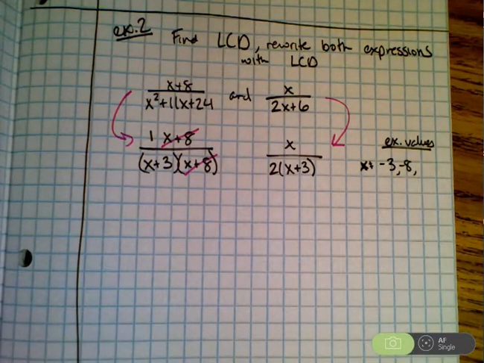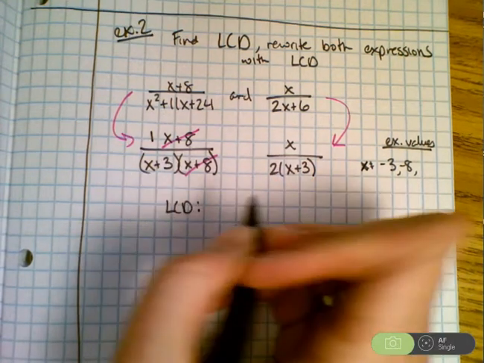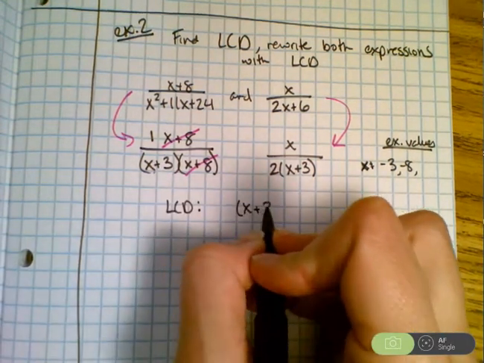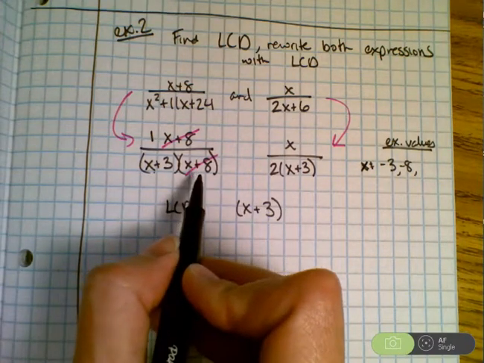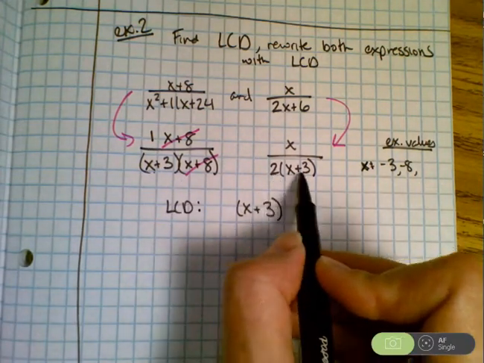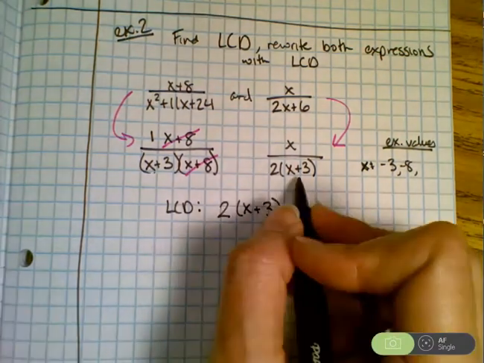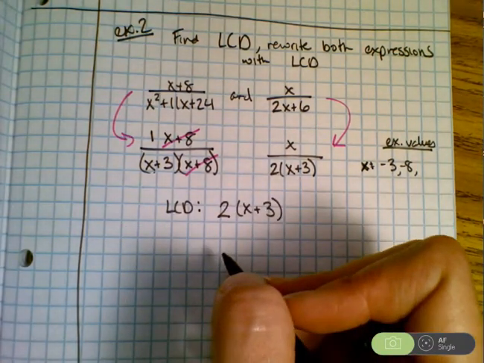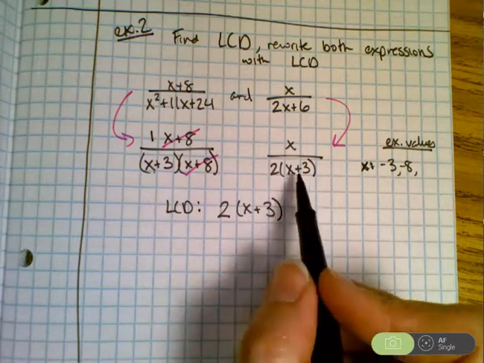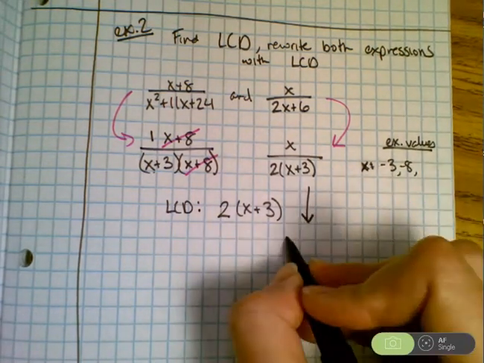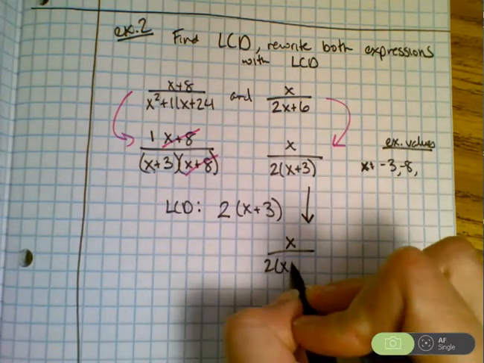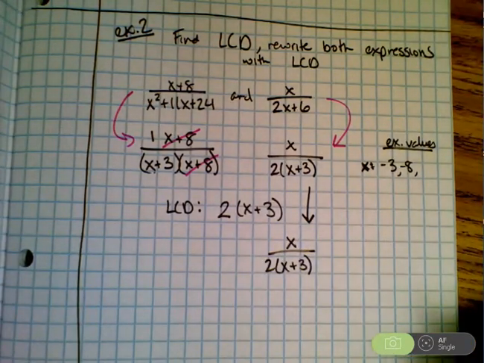That makes our life a little bit easier, because now that we look for the LCD, we have x plus 3 as one factor. That's all we have over here, because we got rid of the x plus 8. Woohoo! Over here, the only other one is a 2. Again, we're not going to ever have to repeat anything. A nice thing about this problem is 2 times x plus 3 is already the denominator here, so we don't have to do anything to this one. We already have the least common denominator.